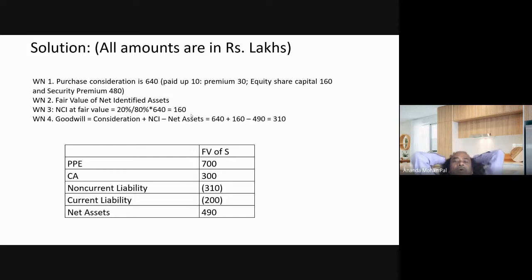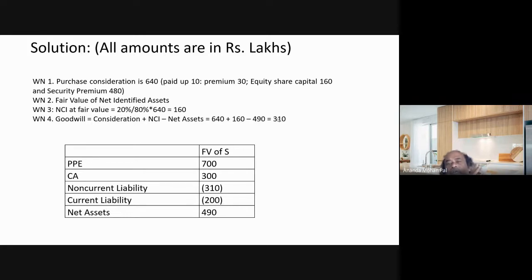So you use this process, that purchase consideration is at fair value for 80%. So non-controlling interest for 20% should be based on that, 160. Once you find that, goodwill would be consideration, that is 640, plus NCI 160, minus net asset 490. It comes to 310.